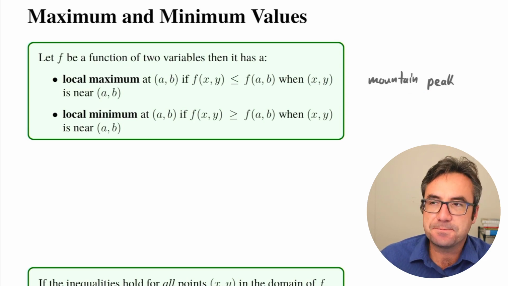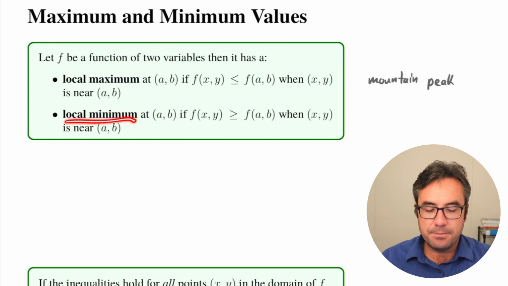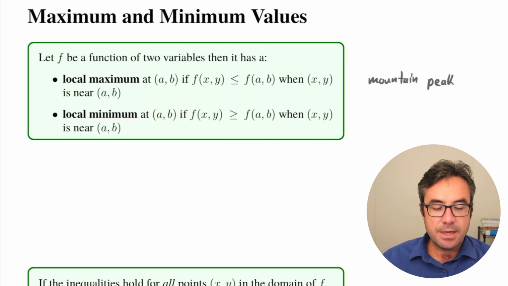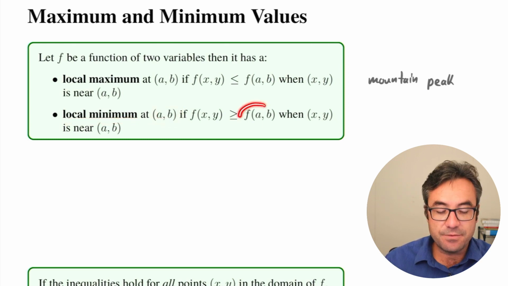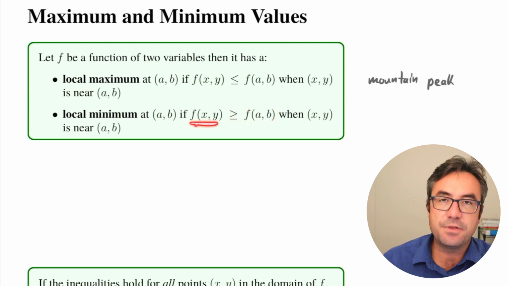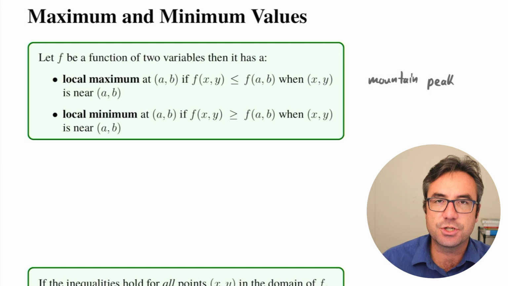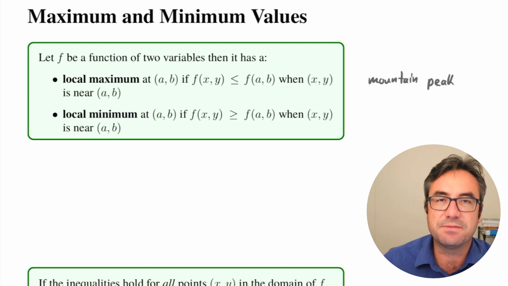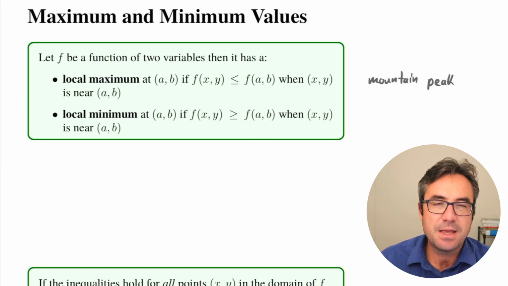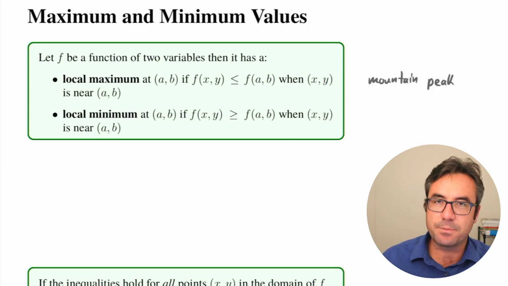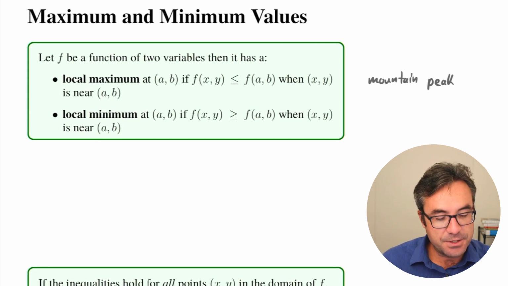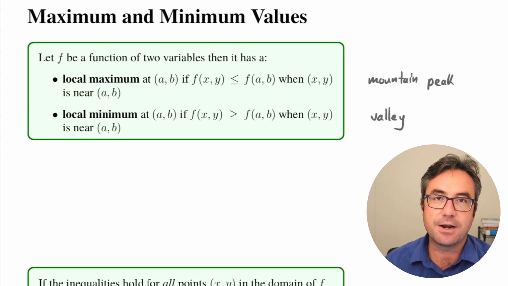Now, a local minimum at a point (a, b) happens if the function value at that point is smaller than all of the surrounding function values when we're relatively near that point (a, b). And again, if we're picturing our function as a surface, this would be like a valley. This would be a low point on our graph.